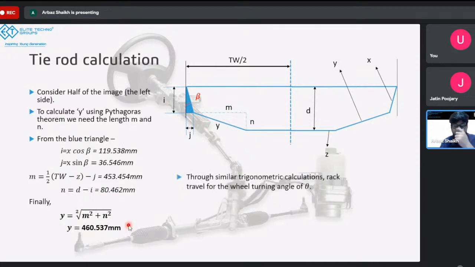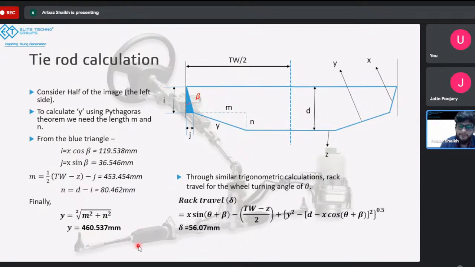Now with similar trigonometry, we can also calculate the rack travel for wheel turning angle of theta. And the formula for that would be this. I have just given out the formula because it's too complicated to explain this in this short time, but I keep this in front of you as a challenge to try it for yourself, to come up with this formula using the same trigonometry method that I have used to solve this y length. So you can use the same kind of trigonometry. Your hint is, in this you will have to include the angle theta when you turn the vehicle, when you turn the tire.